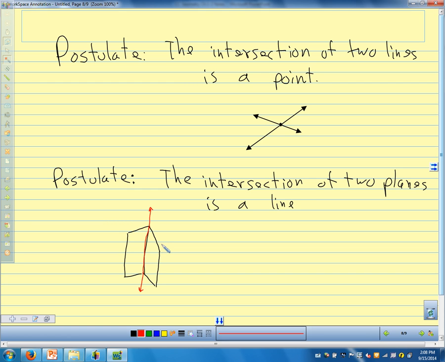So we think of the intersection of the wall and the front wall where the flag is, that corner. If we extended the two walls infinitely, that corner would be a line. And we're talking about just the bit where they touch together. All right, we're good on that postulate. Intersection of two planes is a line. We have two more.